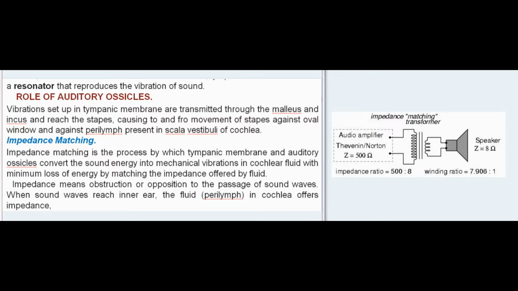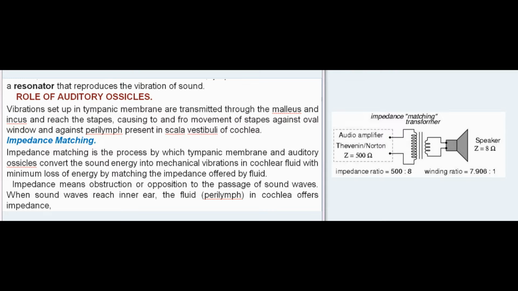Impedance matching. Impedance matching is the process by which tympanic membrane and auditory ossicles convert the sound energy into mechanical vibrations in cochlear fluid with minimum loss of energy by matching the impedance offered by fluid. Impedance means obstruction or opposition to the passage of sound waves.